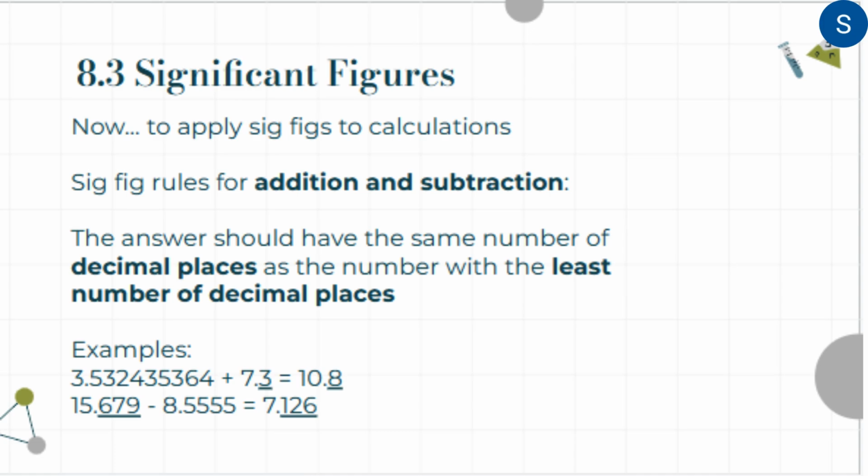For 15.679 minus 8.5555, 15.679 has 3 decimal places while 8.5555 has 4 decimal places, so the final answer 7.126 is written with 3 decimal places.